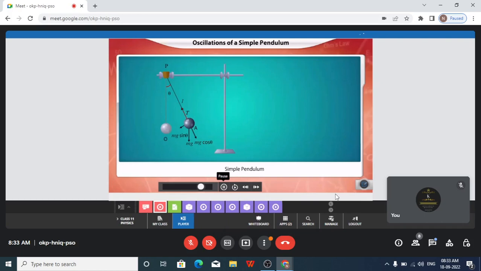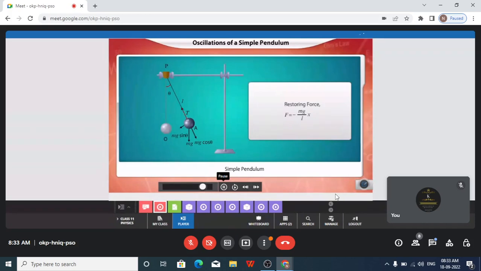Substituting the value of theta, we get the restoring force as shown. The restoring force in this case is as shown. This equation follows the general form of Hooke's law. Comparing the two equations we get. So Hooke's law is F is equal to minus kx.